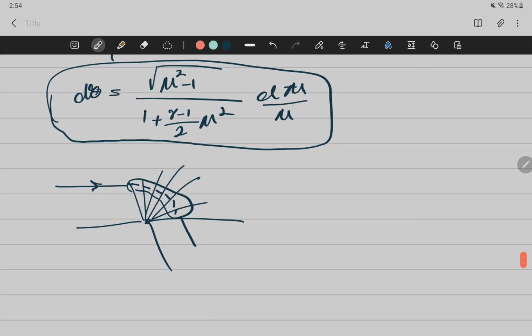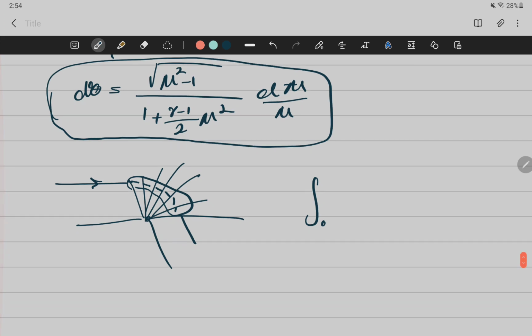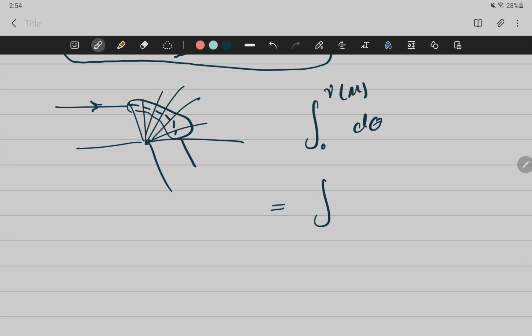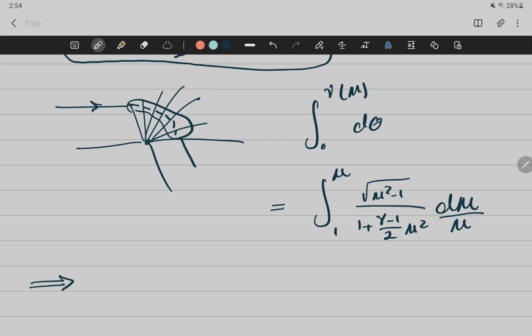So the integral from 0 to nu of M, this is what it's called. The other limit of the integral is called nu of M, and we are going to talk about this. It's going to be equal to the integral from 1 to M of square root of M squared minus 1 divided by 1 plus gamma minus 1 over 2 M squared, dM divided by M. And eventually, if you do the integration, you will get to this function, nu of M.